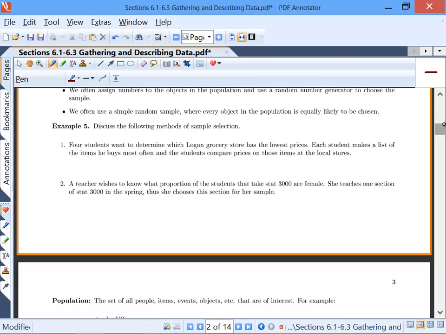So, for this next example 5, here are some bad examples of random selection, and let's try and figure out why they would be bad. For number 1, 4 students want to determine which Logan grocery store has the lowest prices. Each student makes a list of the items he buys most often, and students compare prices on those items at the local stores. What can you see would be wrong with this scenario? What would make our data inaccurate?